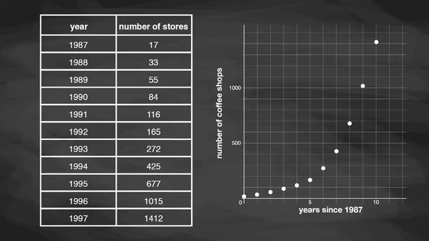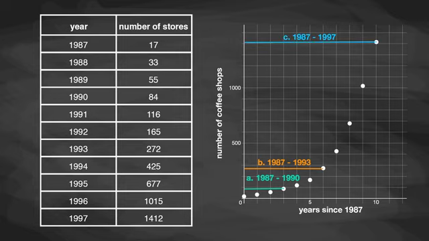Here is a table and a graph that show the number of coffee shops worldwide that a company had in its first 10 years, between 1987 and 1997. The growth in the number of stores was roughly exponential. Find the average rate of change between 1987 and 1990, between 1987 and 1993, and between 1987 and 1997.